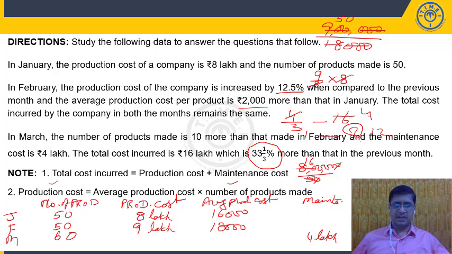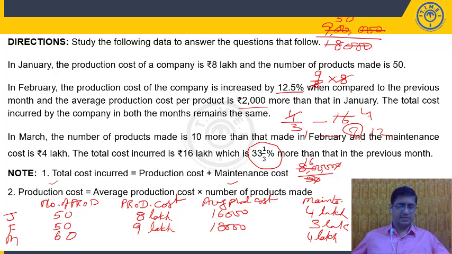Now what is the next part here? Maintenance cost plus production cost is equal to total cost incurred. Total cost is equal to 12 lakhs and production cost is equal to 8 lakhs. 8 lakhs subtracted from 12 lakhs results in 4 lakhs. That is the maintenance cost in the month of January. So what about February? February, 12 minus 9, it is 3 lakhs.